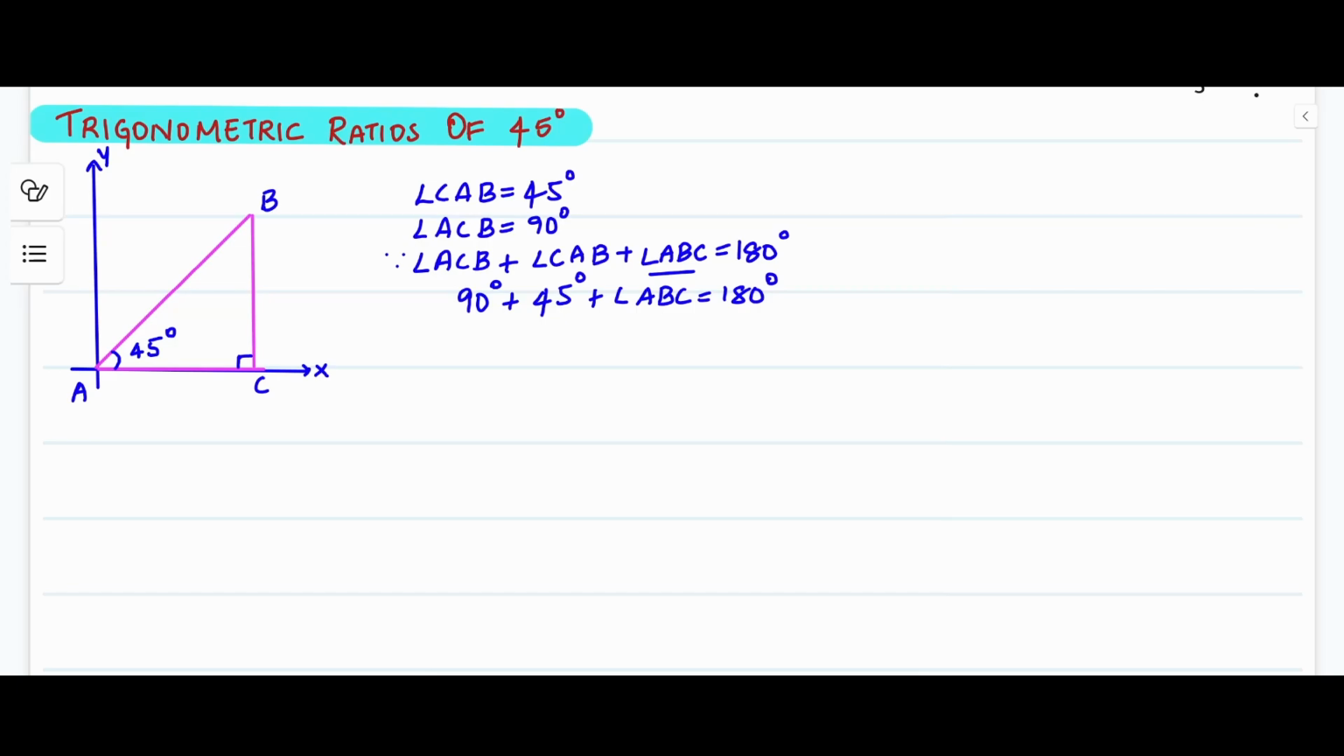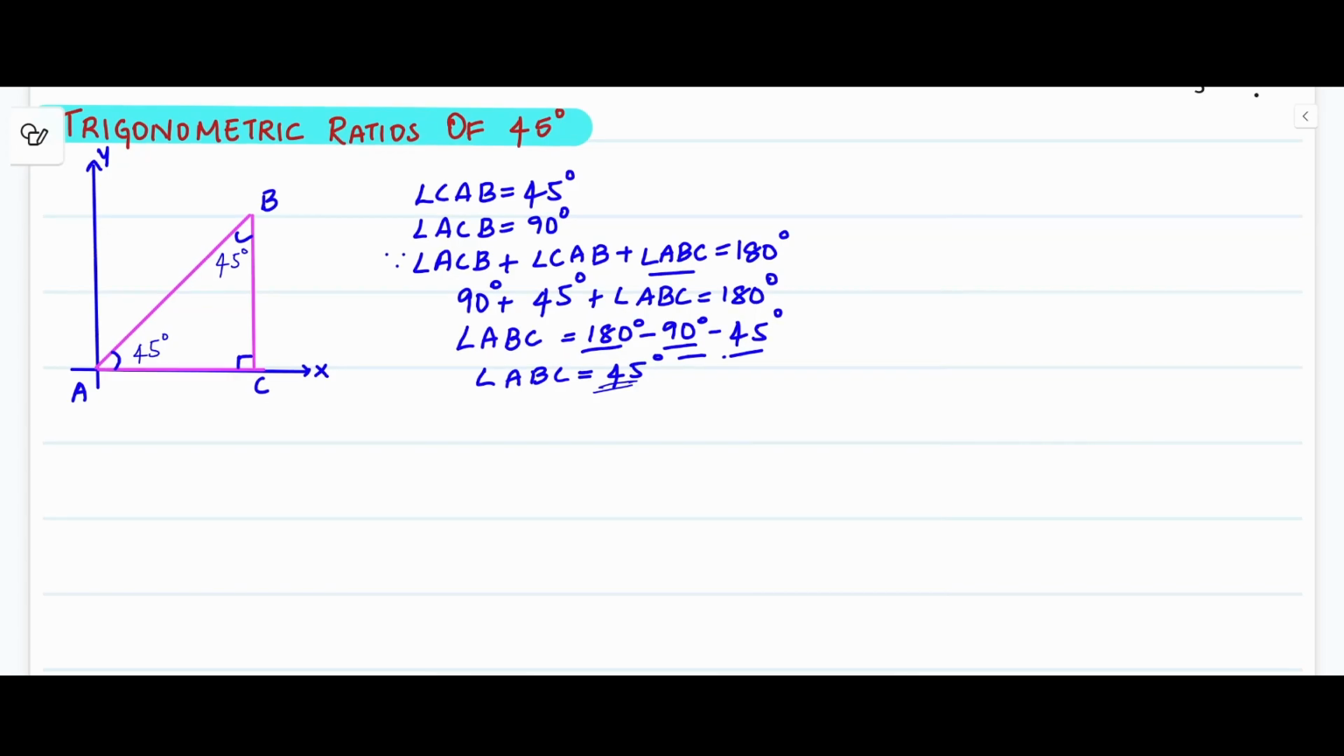When we rearrange this equation, we will get angle ABC equal to 180 degrees, and now we are bringing 90 degrees and 45 degrees from the left hand side of the equation to the right hand side of the equation. So when we do that, the positive signs will become negative signs. So it will be minus 90 degrees minus 45 degrees. When we do the calculations, we will get angle ABC is equal to 45 degrees. 180 degrees minus 90 degrees is 90 degrees, and 90 degrees minus 45 degrees is 45 degrees. So now we have found out that our angle B is also 45 degrees.